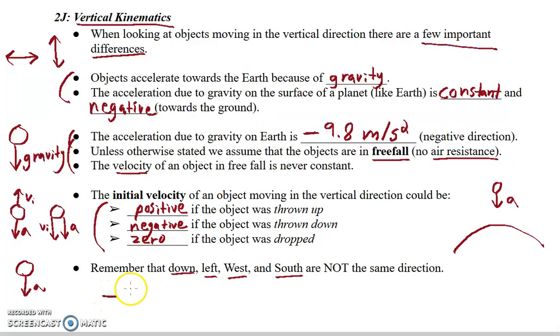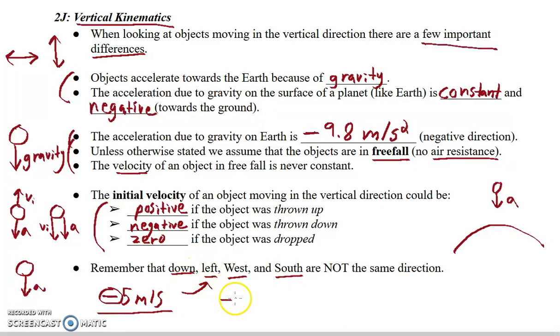Now, what do I mean by that? Well, if you saw something like negative 5 meters a second, the negative on this value could mean any of these directions technically. So just because you see negative doesn't mean it's one or the other. It could be any of these. You have to read the problem to figure out what that negative means.